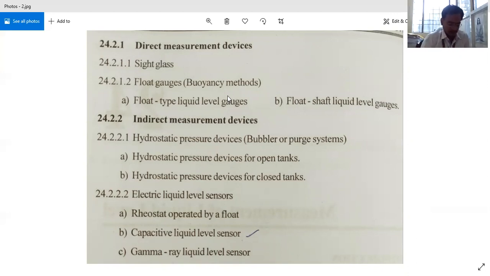Next, the basic principles involved behind the electric liquid level sensor. Any question can be asked based on these things. The final important question is, how can gamma rays be used to measure liquid level?